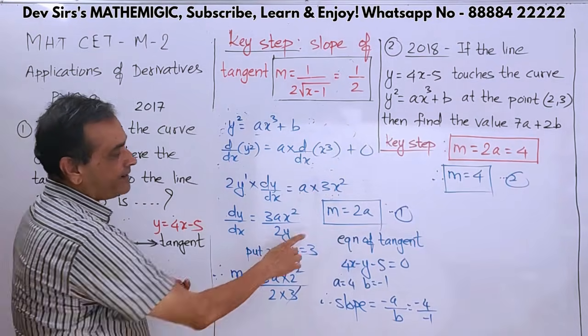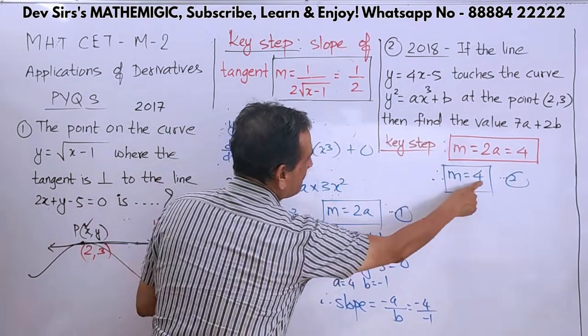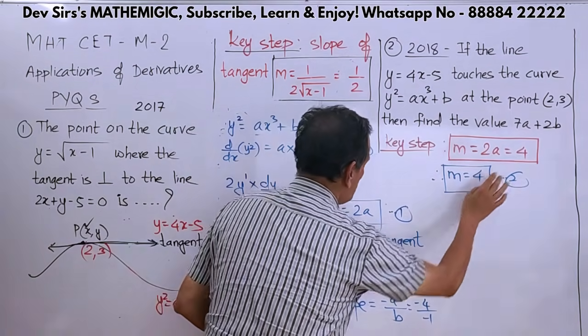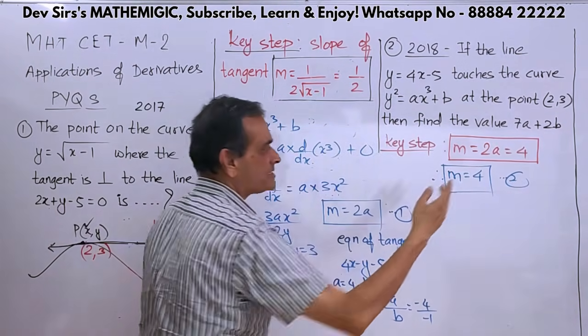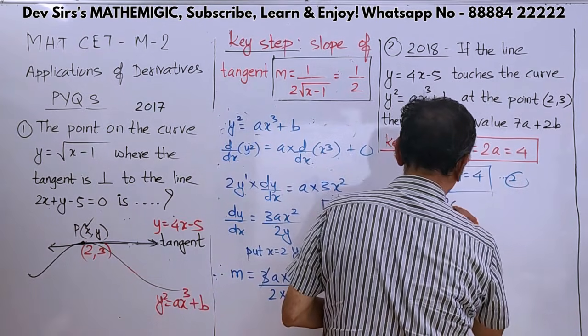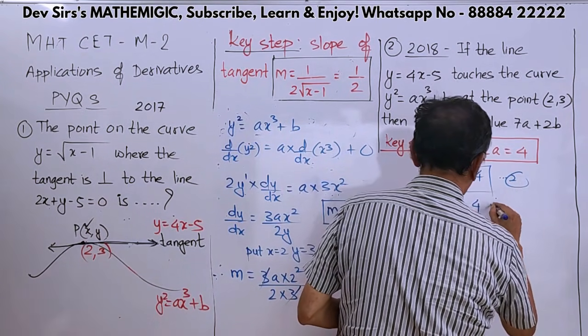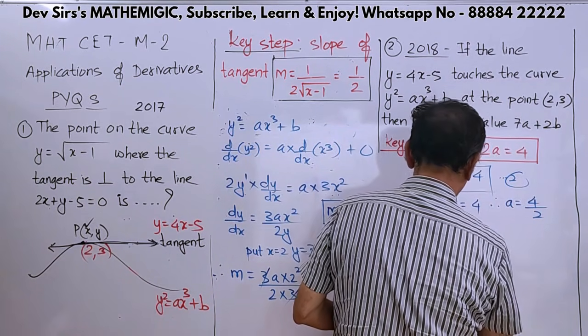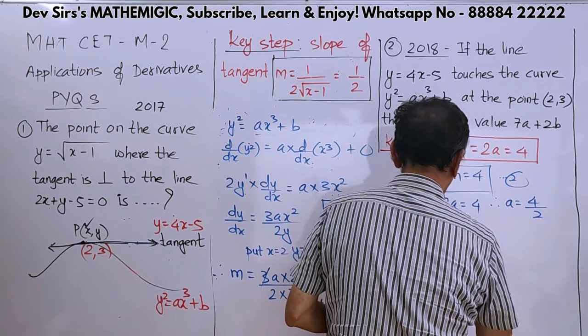Now m has come 2 times: m equal to 2a, m equal to 4. So we got our key step, m equal to 2a equal to 4. It's a simple thing. So from equations 1 and 2 you get 2a equal to 4. Therefore a equal to 4 upon 2. A equal to 2 is your answer.